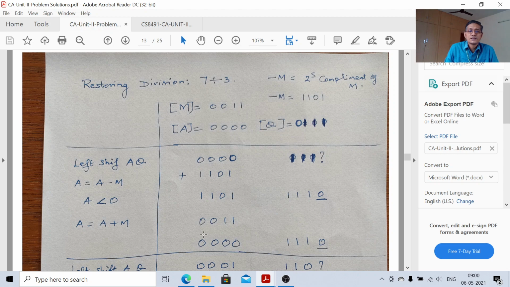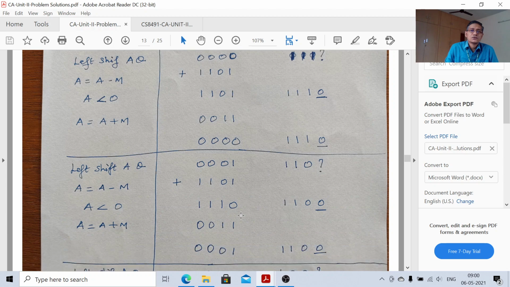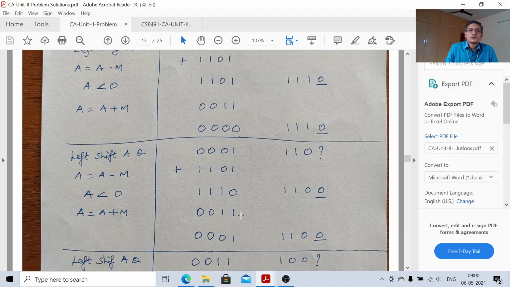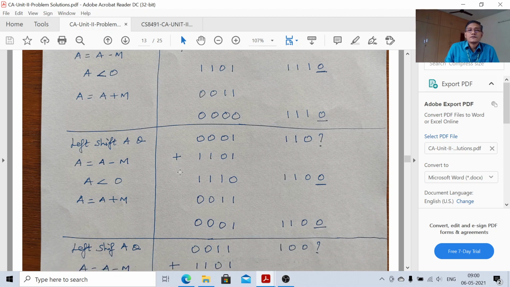So now we have got the restored value, right? Now we will move on to the second iteration. The count will be decremented to 1, right? Initially count was 4, because it is an n-bit divisor, and in our case it is 4 bits.